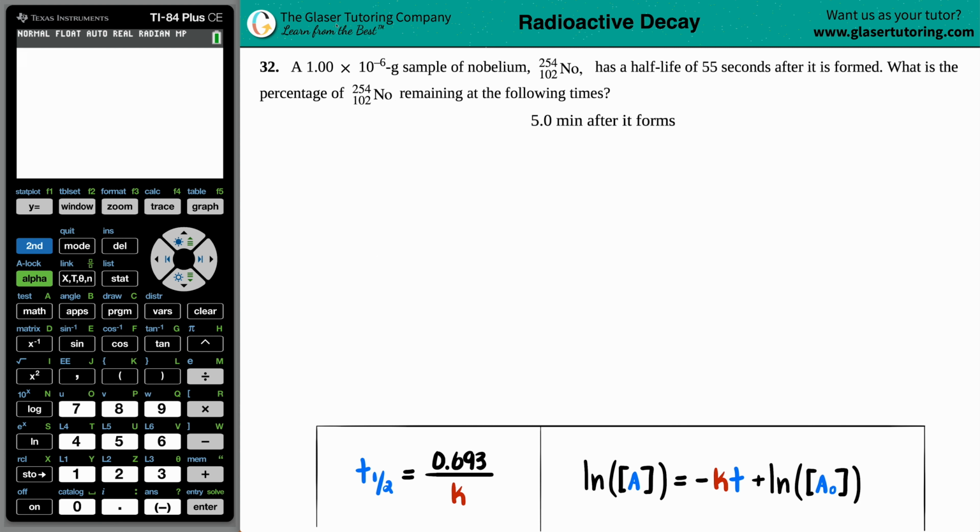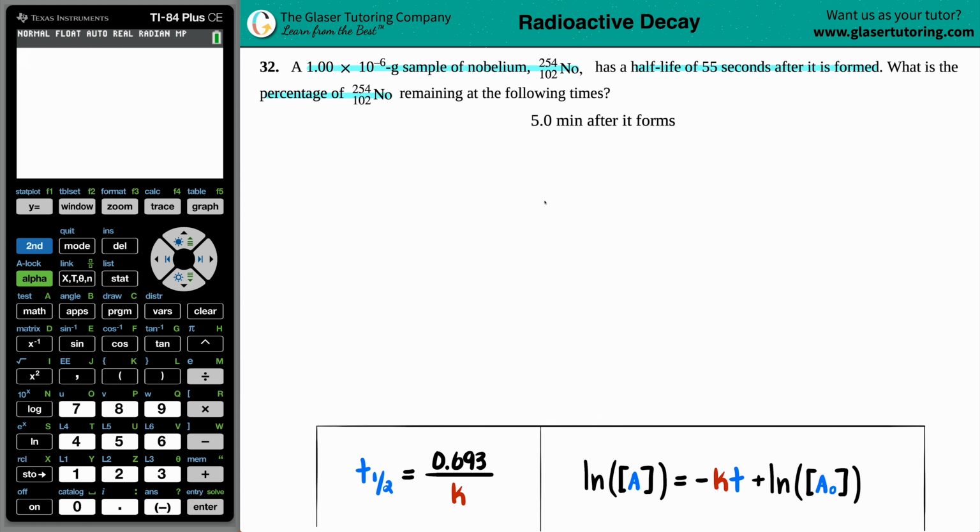Number 32. A 1.0 times 10 to the negative 6 gram sample of nobelium, which is 254 No, has a half-life of 55 seconds after it is formed. What is the percentage of the 254 No remaining at the following times? And then we have 5 minutes after it forms.